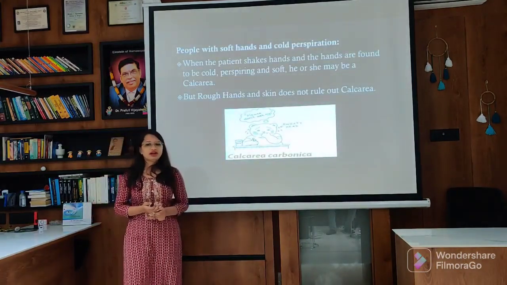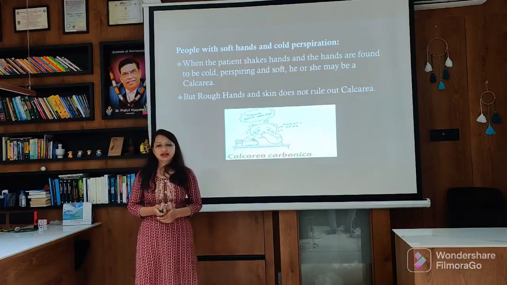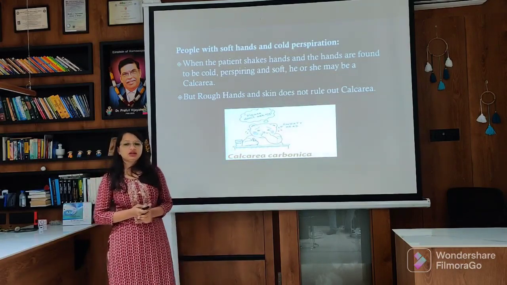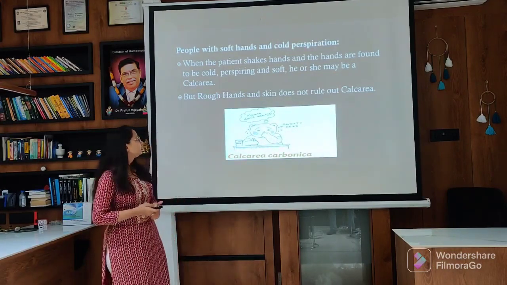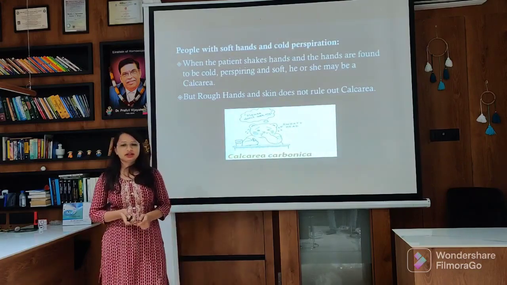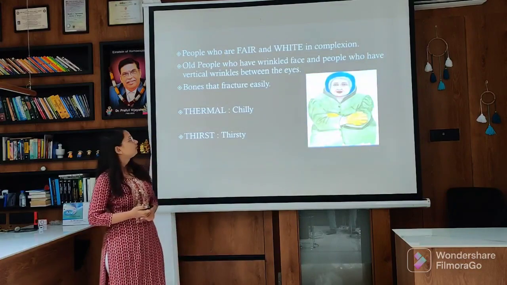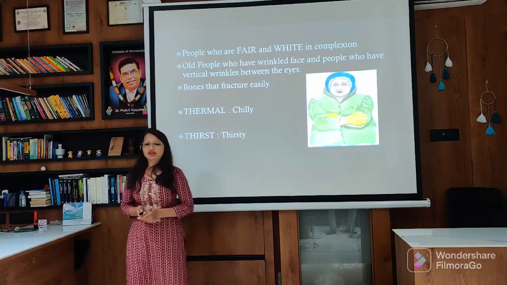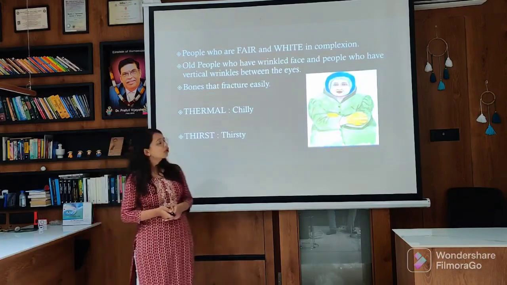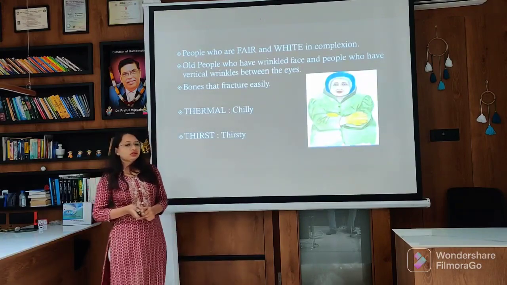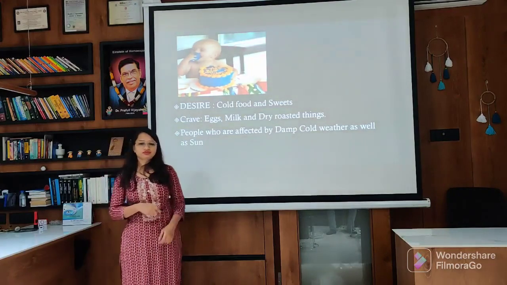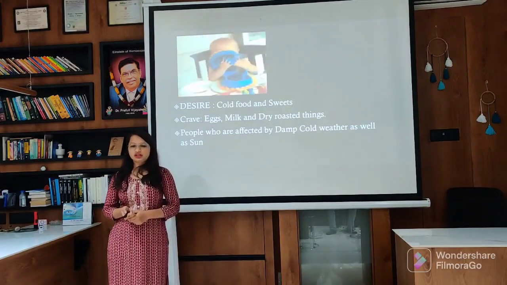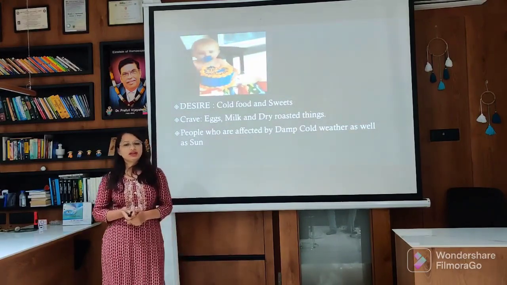People with soft hands and cold perspiration. When the patient shakes hands, you find there is perspiration, cold clammy perspiration. She or he may be a Calcarea. Rough hands or skin do not rule out Calcarea. People who are fair and white in complexion, old people who have wrinkled faces, people who have a vertical wrinkle line between the eyes, bones that fracture easily, thirsty, desire cold food and sweets, crave egg, milk and dry roasted things, people who are affected by damp cold weather as well as sun.